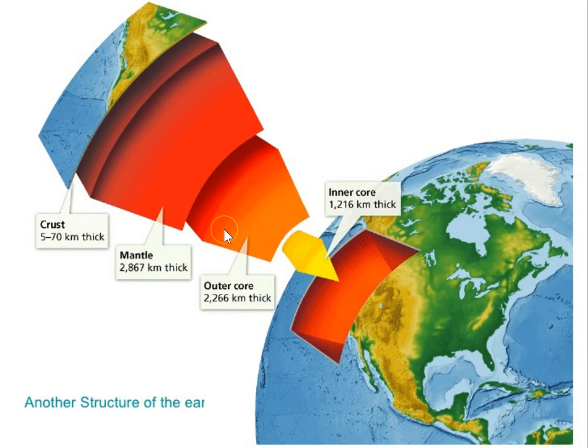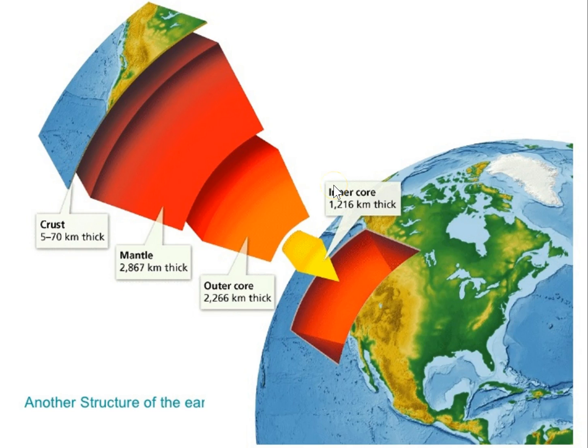Okay, the outer core. Lower pressure allows the outer core to remain liquid. And then the inner core. Intense pressure makes the inner core a solid ball about 2,400 kilometers in diameter. And this shows the thickness. In the book, it talks about the diameter.